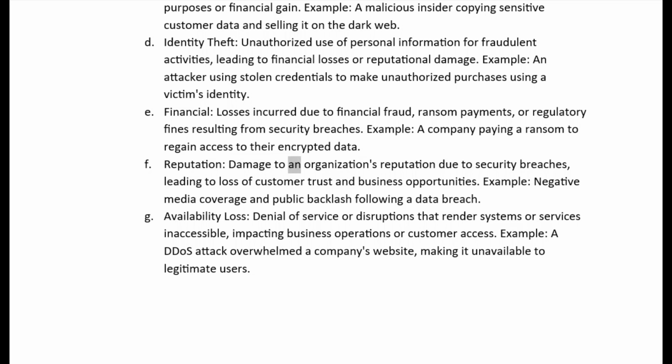Reputation: damage to an organization's reputation due to security breaches, leading to loss of customer trust and business opportunities. Example: negative media coverage and public backlash following a data breach.